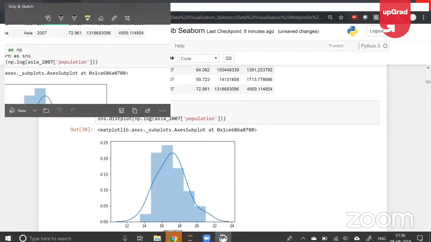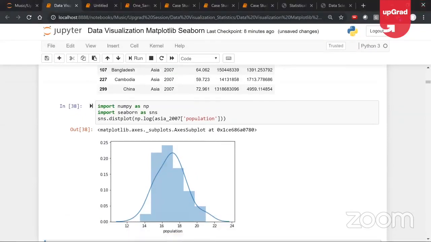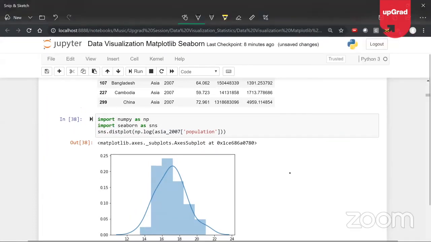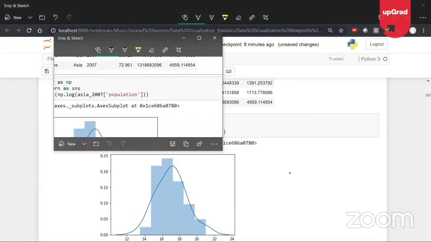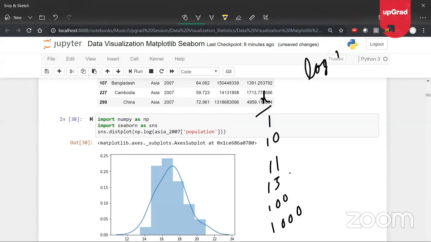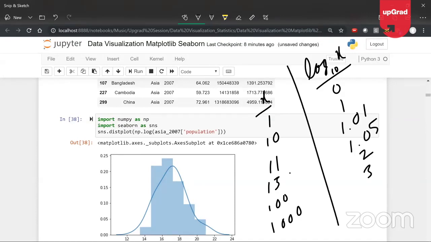Let me quickly go back and show you why this happened. I'll take some values here. Let me take 1, 10, 11, 15, 100, and 1000. These are my x values, and correspondingly I'll have log x values, log x to the base 10, okay? So what is log 1? Log 1 is 0. Log 10 is 1. And this is going to be, let's say, 1.01. This is going to be, let's say, 1.05. That's 2. That's 3.